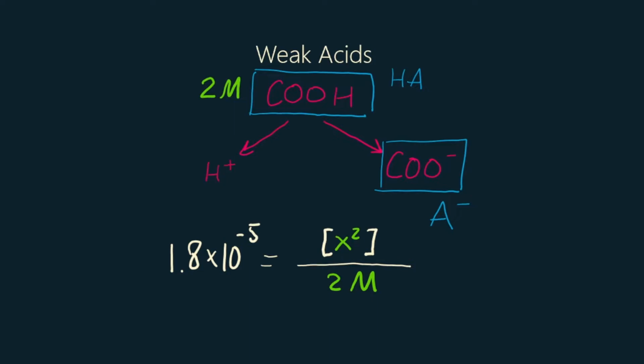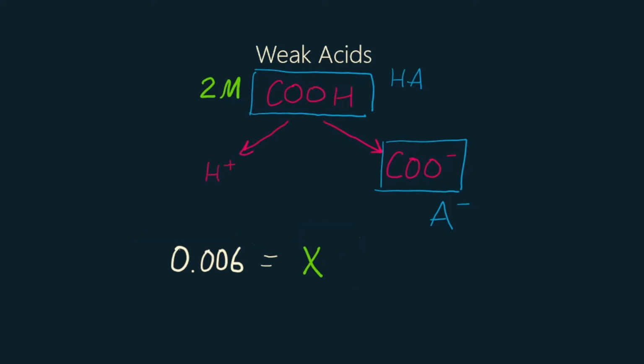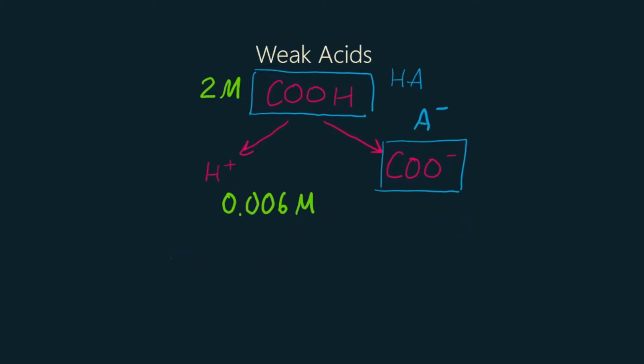Now let's get the value of x. To do so, we'll multiply both sides by 2, then take the square root of both sides, which gets us this value. And as a recap, when 2 molars of the weak acid, COOH, is thrown in water, we get X amount of H+ and X amount of COO-. But this is not 100% accurate. If we start with 2 molars of COOH and some broke up into H+ and COO-, that's how much we need to subtract COOH by so that the total gets us 2.